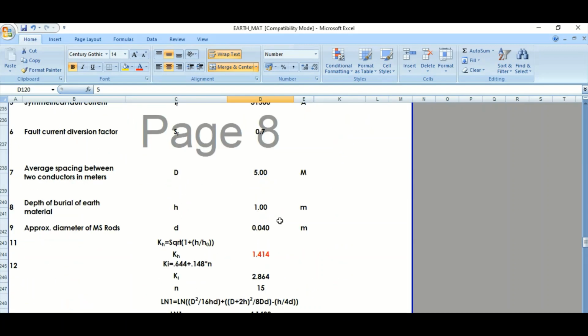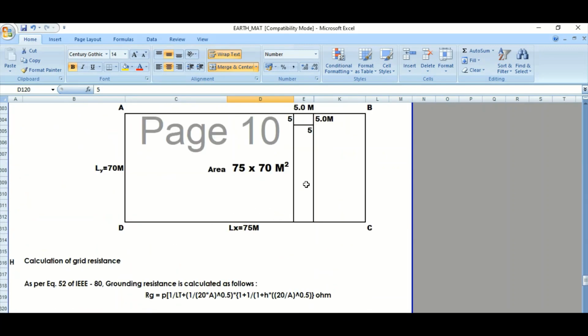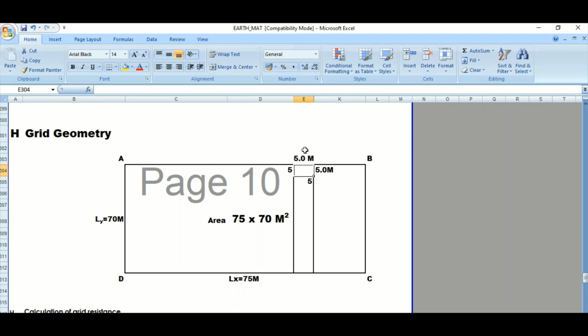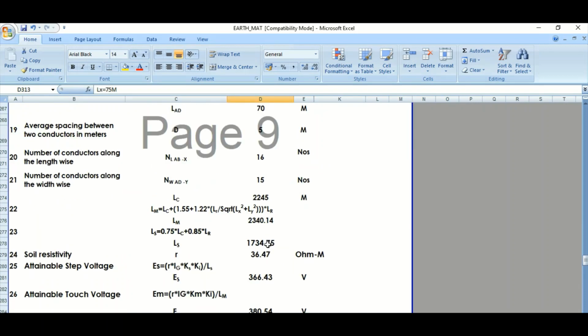What is this? Let's show. Yeah, this is 5 meter by 5 meter mesh, and total is 70 meter wide and 75 meter length.